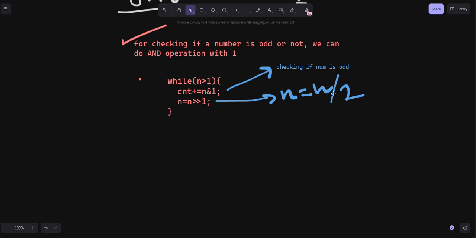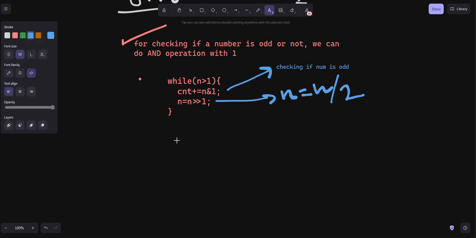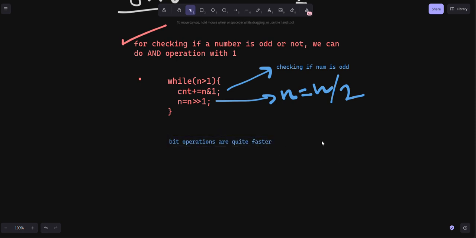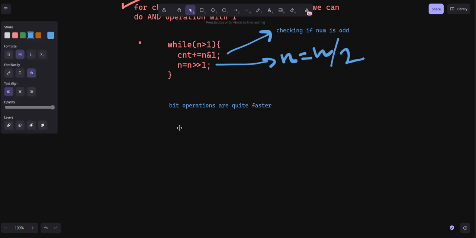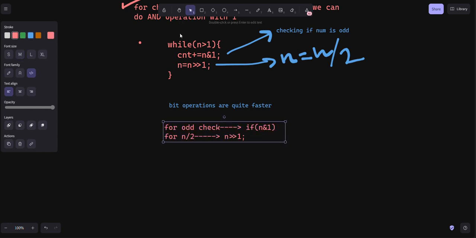Instead of writing n is equal to n by 2, they prefer doing the shift operation, because bit operations are quite faster. That's why they choose to do bit operations. And hence for the odd check they do this, like if n AND 1. And for n by 2 you can shift n by 1. So this is what majorly competitive coders do.